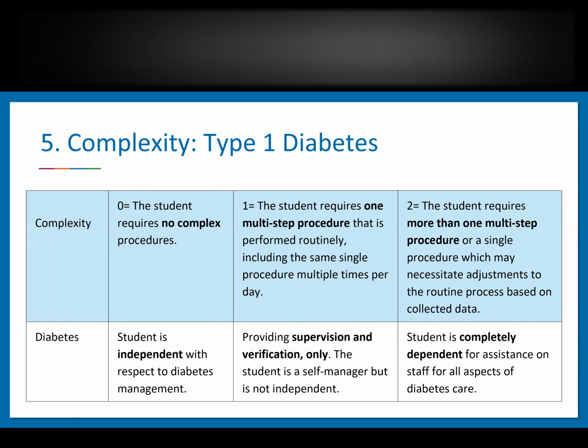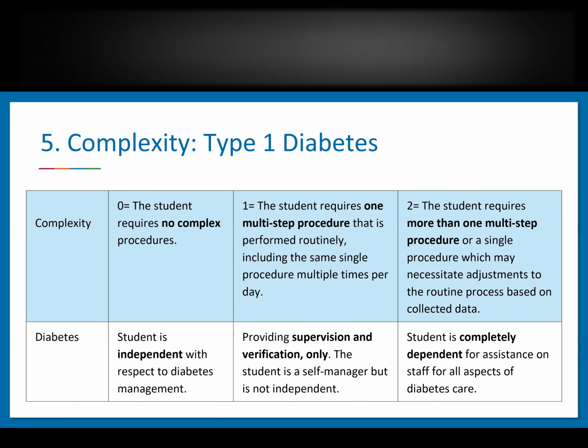Let's look at some case studies related to type 1 diabetes. Hazel is a first grader who was diagnosed with type 1 diabetes 2 months ago. Her blood glucose levels fluctuate. Hazel requires direct assistance with all diabetes management, including finger sticks, carb counts, high and low treatments, injecting insulin with a pen, and ketone testing. Hazel's complexity score would be a 2.